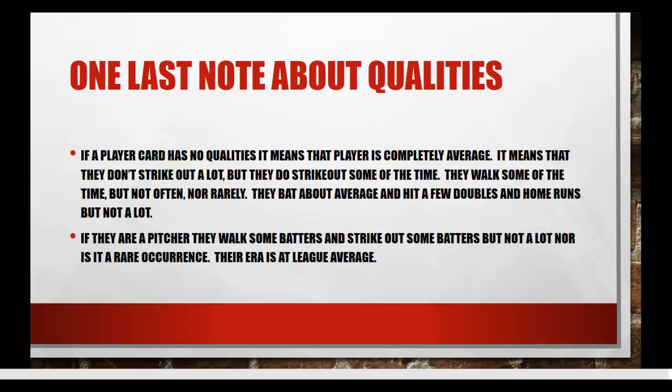One last thing about qualities, I just want to reiterate: if there's no rating there, that means the player's average. So if you have a player card that has no qualities, that means that player is completely average. They're going to do everything average. They're going to hit average. They're going to strike out for average. They're going to walk for average. If they're a pitcher, they're going to have an average ERA. They're going to strike out an average number of batters. They're going to walk an average number of batters. They're going to be completely vanilla average.